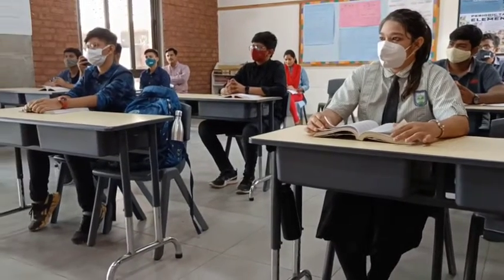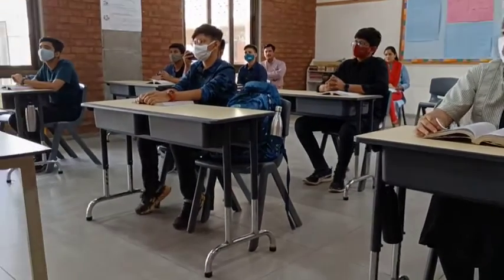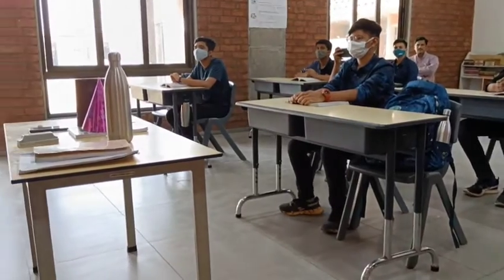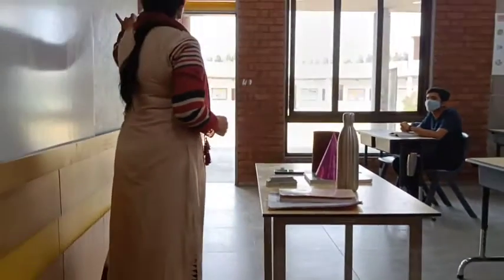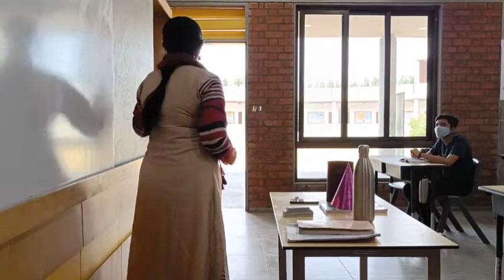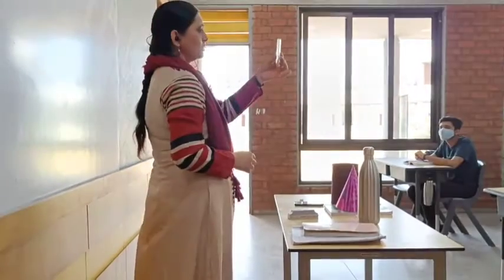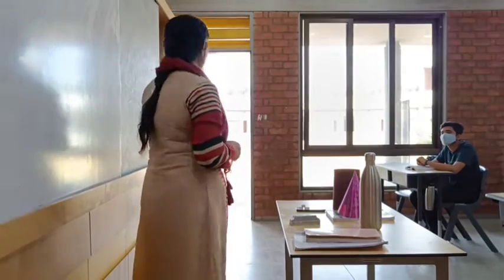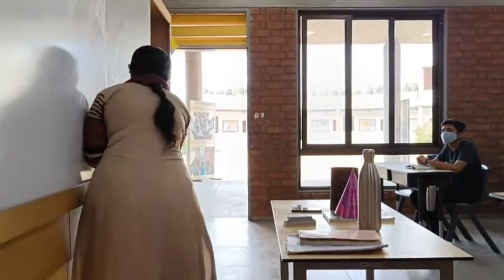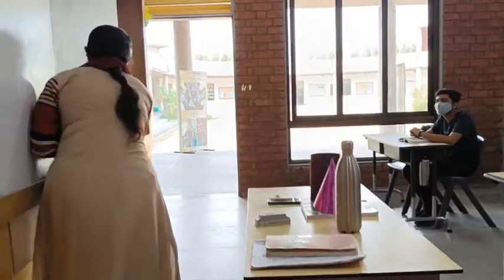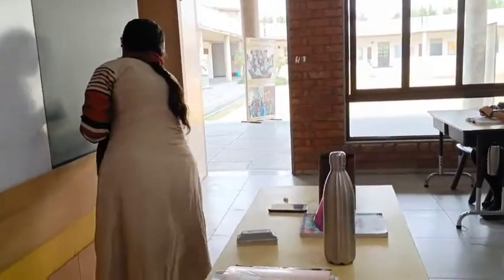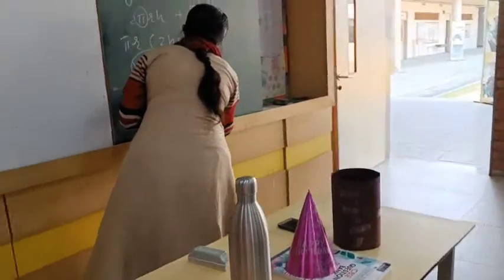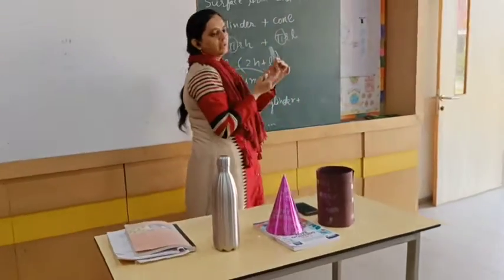In a similar manner, in order to find the area, we added the areas of the two individual solid shapes. Similarly, we need to find out the volume. Suppose I want to find out the volume of this test tube. So what do I need to find out? I need to find out the volume of cylinder plus volume of hemisphere.